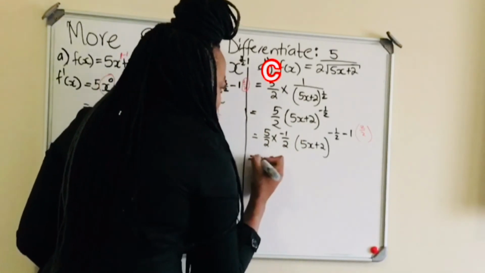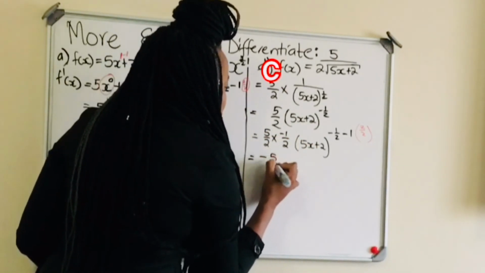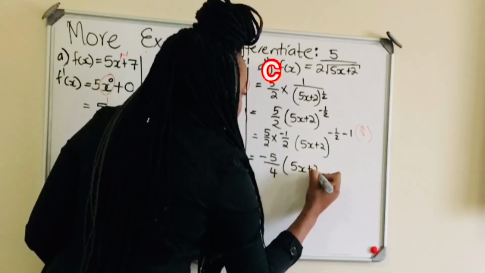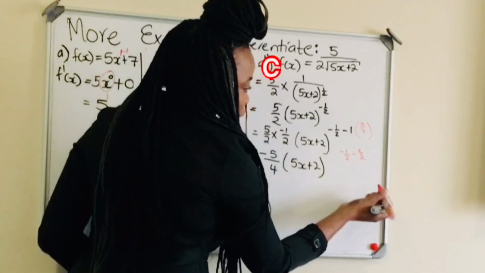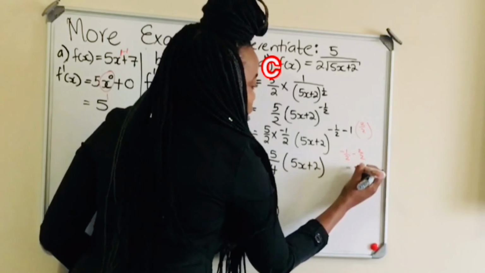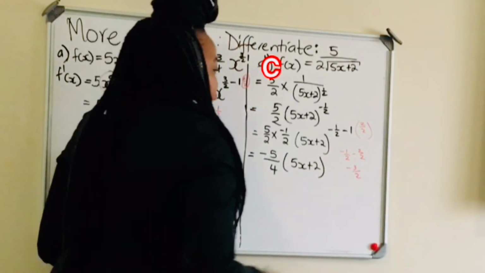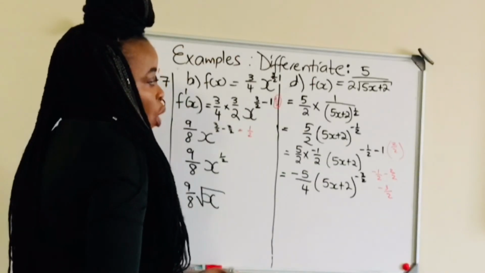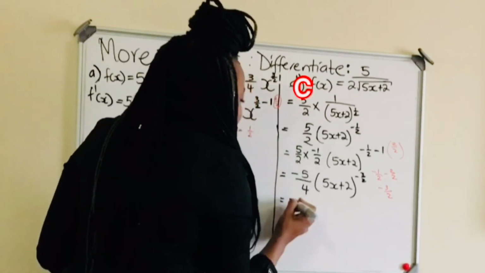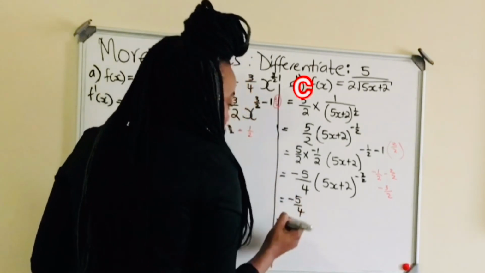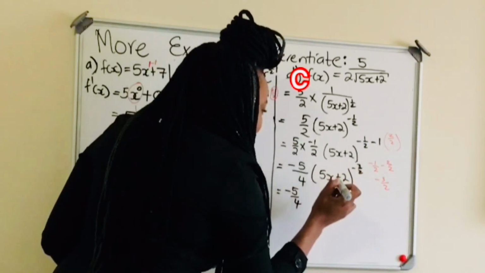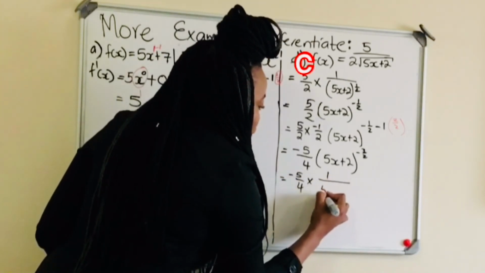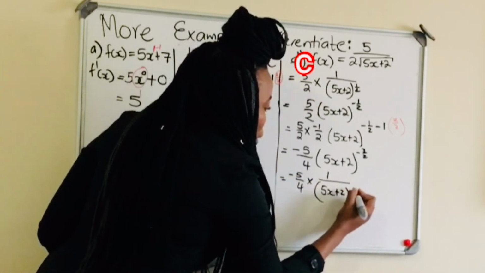So what is that going to be? 5 times negative 1 is negative 5 over 2 times 2 is 4. Then I have 5x plus 2 to the power negative 1 over 2 minus 2 over 2, which is like negative 1 minus 2. So it's negative 3 over 2. So we have a negative 3 over 2 here, right? What is that equal to? That is basically going to be negative 5 over 4 times, remember, this is like one thing, 1 over 5x plus 2 to the power 3 over 2.